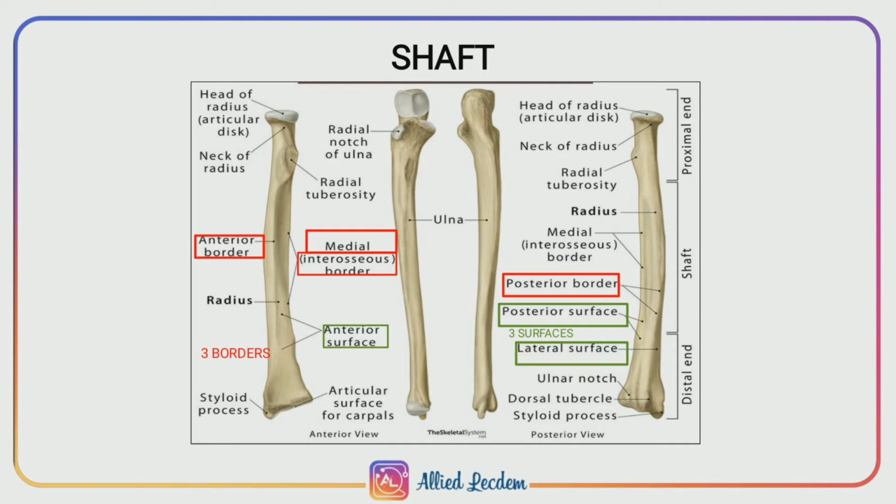Next is the posterior border. It is the mirror image of the anterior border, but it is clearly defined only in its middle third. The upper oblique part is known as the posterior oblique line. In the anterior border it is known as the anterior oblique line, and in the posterior border it is known as the posterior oblique line.